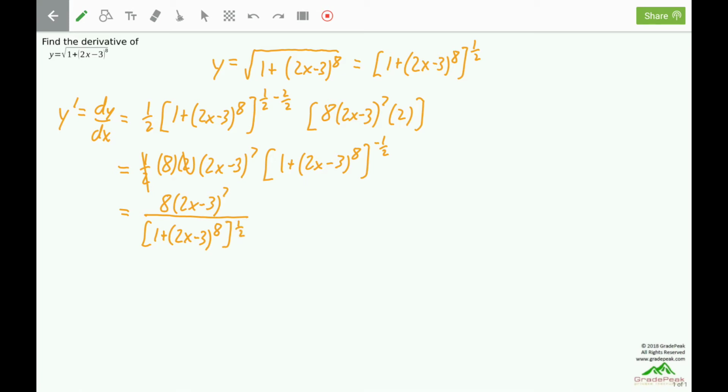Well, positive 1/2 means first power and then square root, so that'll just be square root, and we can write it now as 8 times (2x minus 3) to the 7th, all over the square root of 1 plus (2x minus 3) raised to the 8th power. There's our derivative, y prime or dy dx.